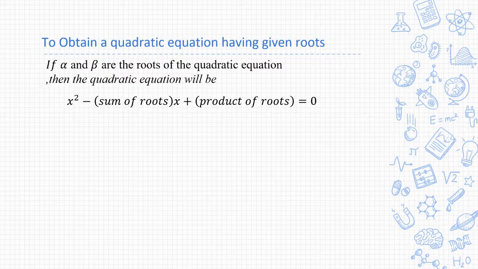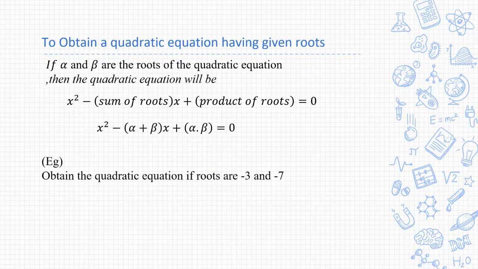So x squared will be the first term, minus sum of roots into x will be the second term, plus product of roots will be the third term. So we know sum of roots is alpha plus beta and product of roots is alpha into beta. So the quadratic equation will be x squared minus alpha plus beta x plus alpha into beta equal to 0. Let us see an example.